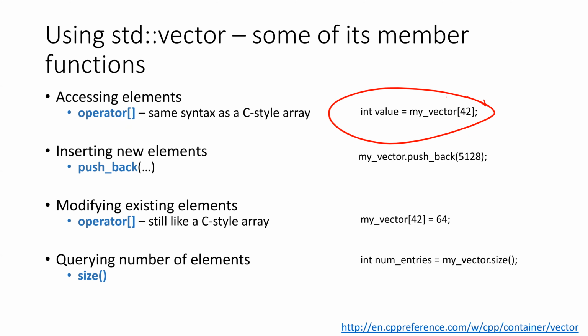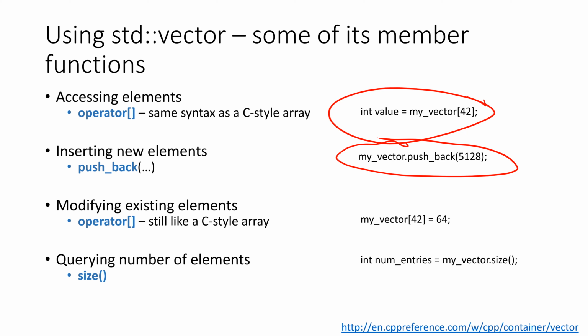So I could do that with an array too. That code looks just like an array, and it's just as fast. But I can also do things like this. So my vector is just the name of some object I've created. It's a vector, and I can call its member functions.